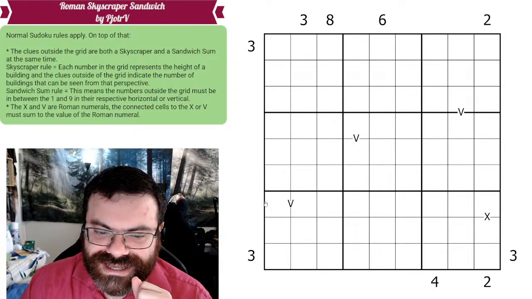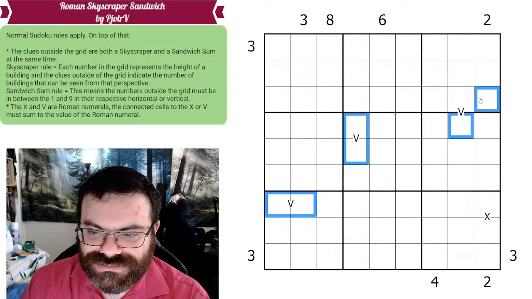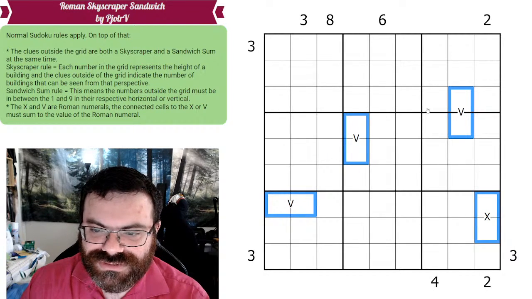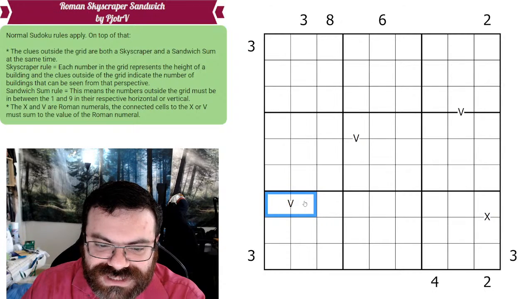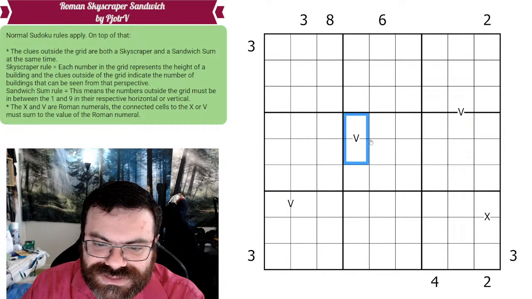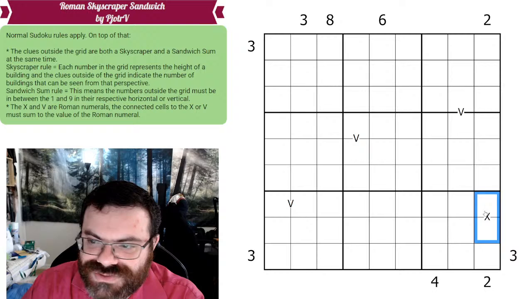In addition to that, we have these X's and V's in the grid. Those are the Roman numerals. So Roman numeral V is 5. That means these 2 digits sum to 5. These sum to 5, these sum to 5. And X is 10. These 2 sum to 10.